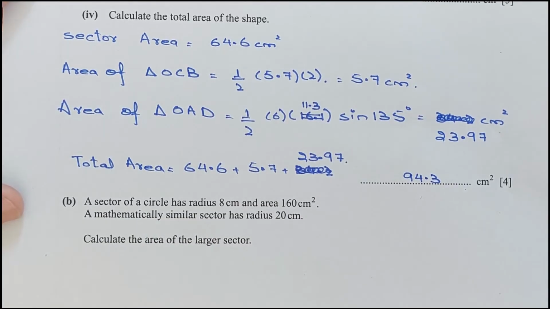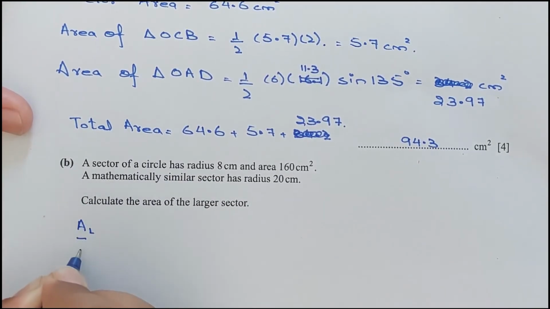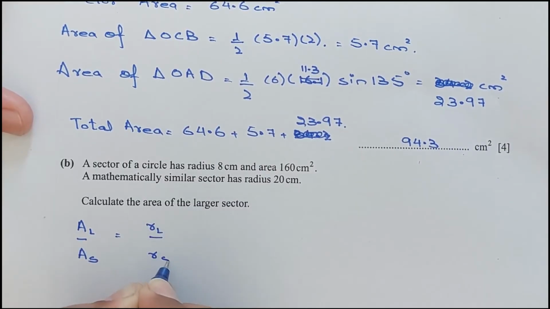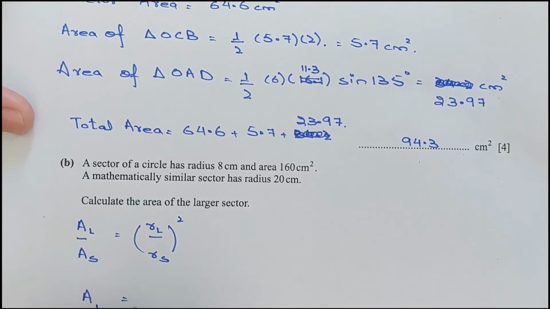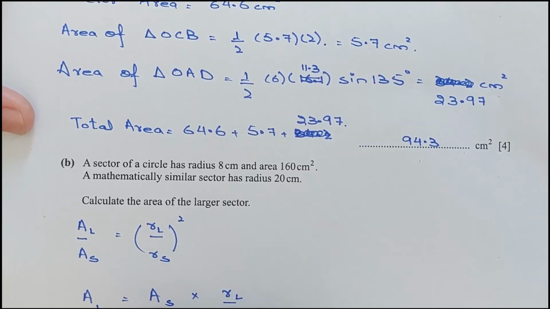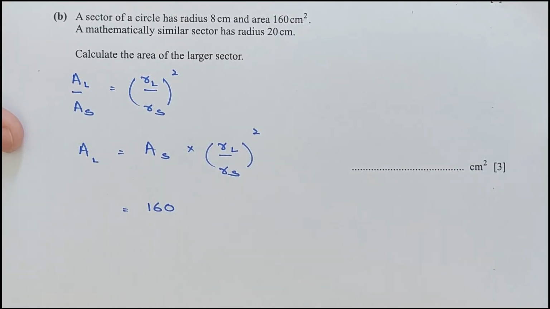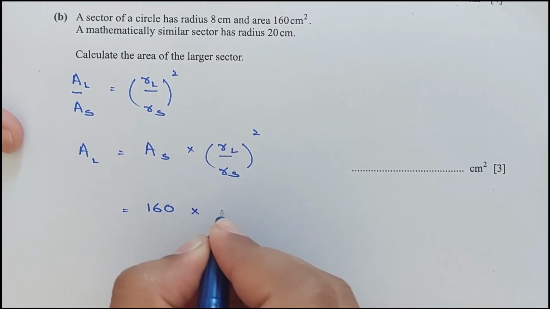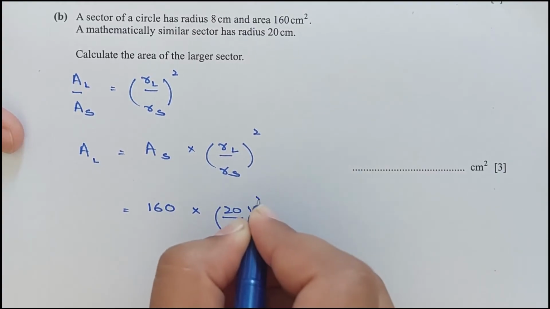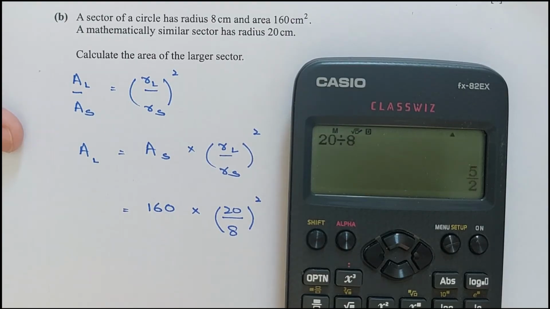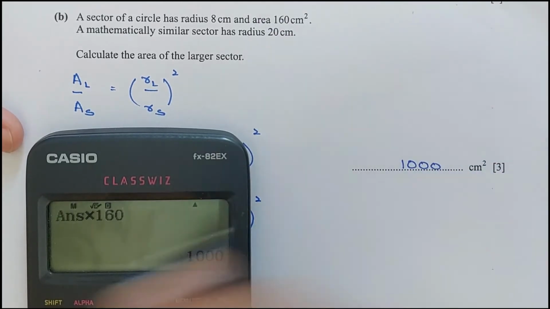Now for part B, a sector of a circle has a radius 8 centimeter and area is 160 centimeter square. A mathematically similar sector has a radius 20 centimeter. Calculate the area of the large sector. Since they are mathematically similar, we can say area of a large sector over area of a small sector equals radius of a large sector over radius of a small sector, its whole square. So area of a large is area of small multiplied by radius of large over radius of small whole square. Area of a small sector is 160. Now radius of a larger sector is 20 and the smaller is 8 and its whole square. Let me simplify. 20 over 8 squared times 160, that is 1000 centimeter square.